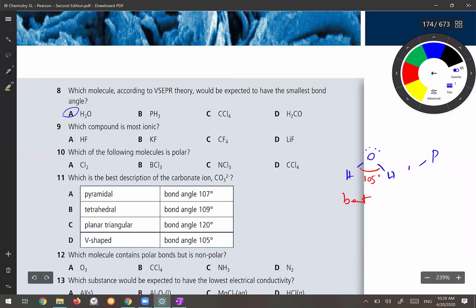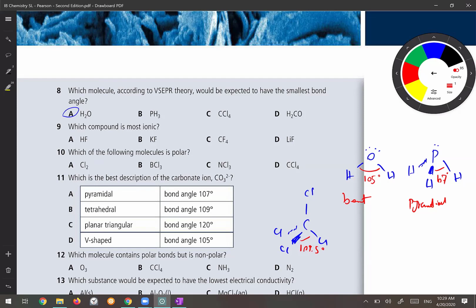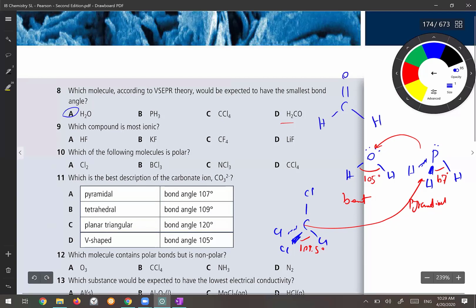In PH3, again, the electronic geometry is tetrahedral, and you have 1 lone pair, so the molecular geometry becomes pyramidal, and the bond angle decreases to 107. For CCl4, it has 4 domains, so both its electronic geometry and molecular geometry are tetrahedral, and in the tetrahedral, the bond angle is 109.5 degrees. So you can see all of them, their electronic geometry is tetrahedral, but by increasing the number of lone pairs, the bond angle decreases. And for the last one, H2CO, if we draw the Lewis structure for that, it has a planar structure. It has 3 domains. And you know, in the trigonal planar structure, the bond angle is 120. So the answer is A.